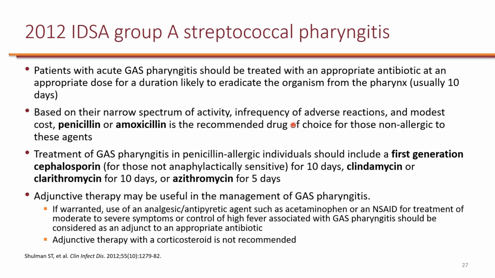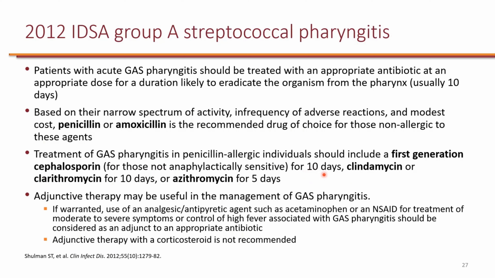typically 10 days. They're recommending that based on narrow spectrum of activity, frequency of adverse reactions, and affordability, either penicillin or amoxicillin as the drug of choice in patients who do not have penicillin allergy. If someone does have penicillin allergy but it's not an anaphylactic reaction, you can use a different class of beta-lactam, so a first-generation cephalosporin. First-generation cephalosporins are also narrow, well tolerated, and affordable. So something like cephalexin would be useful.